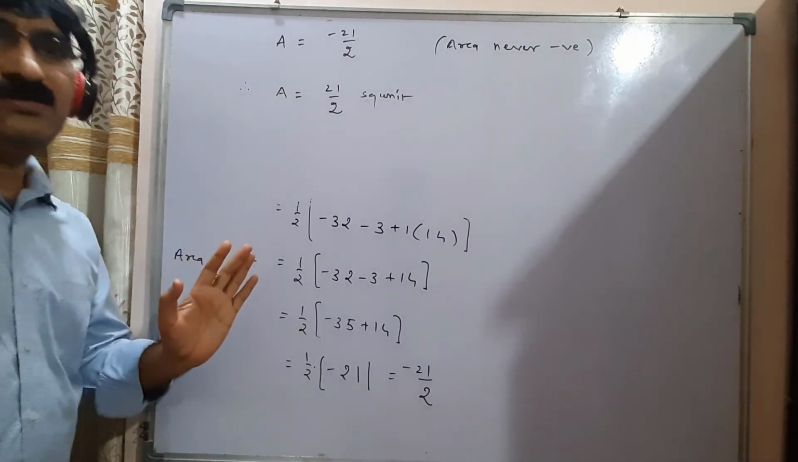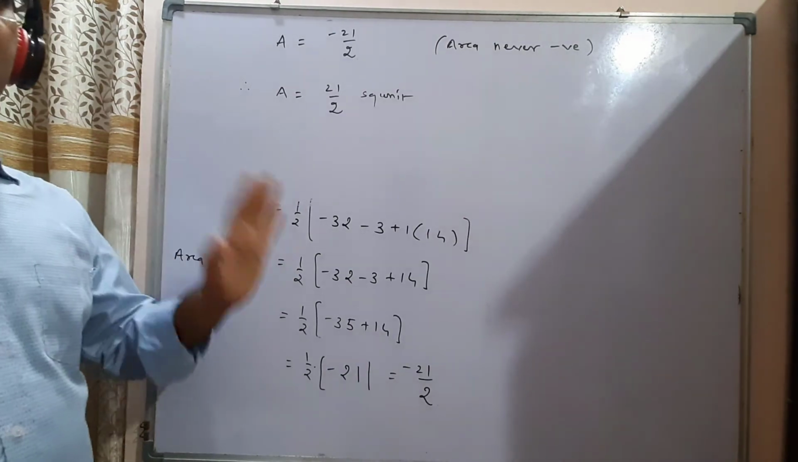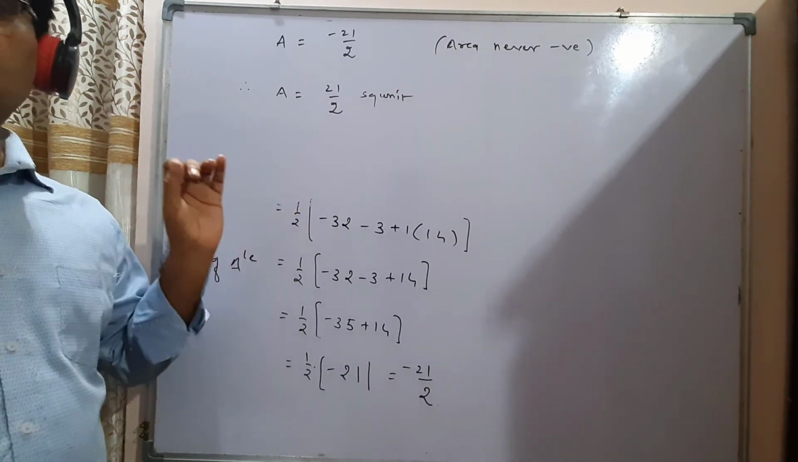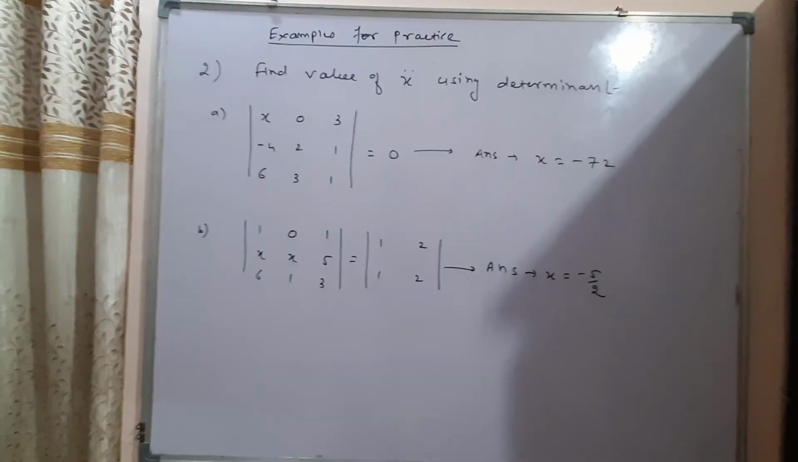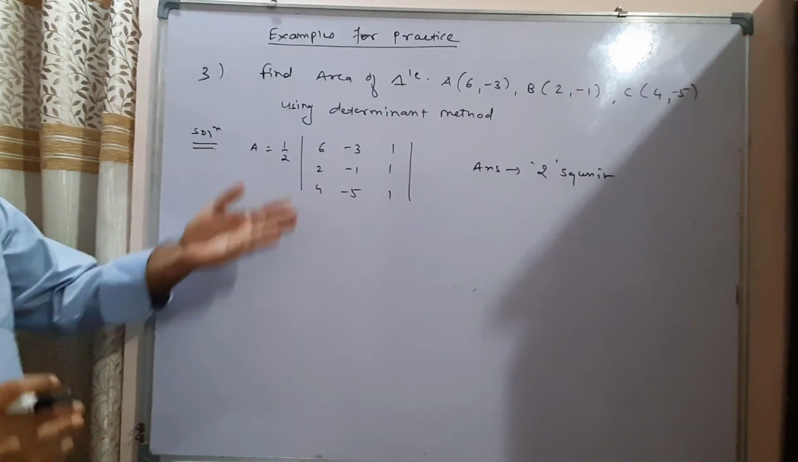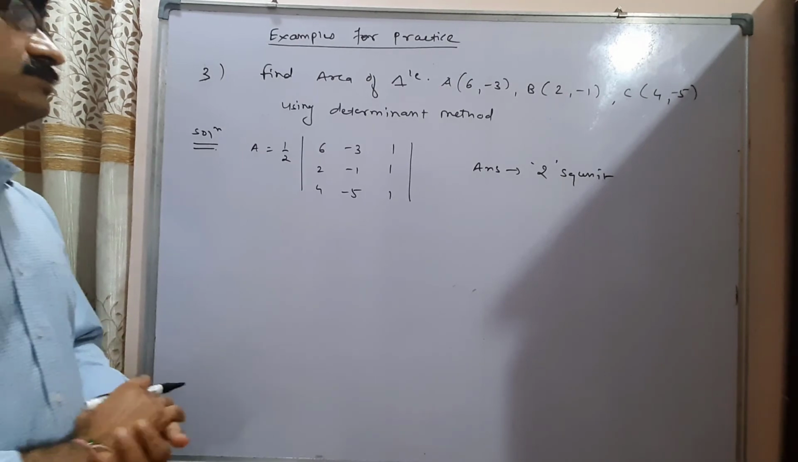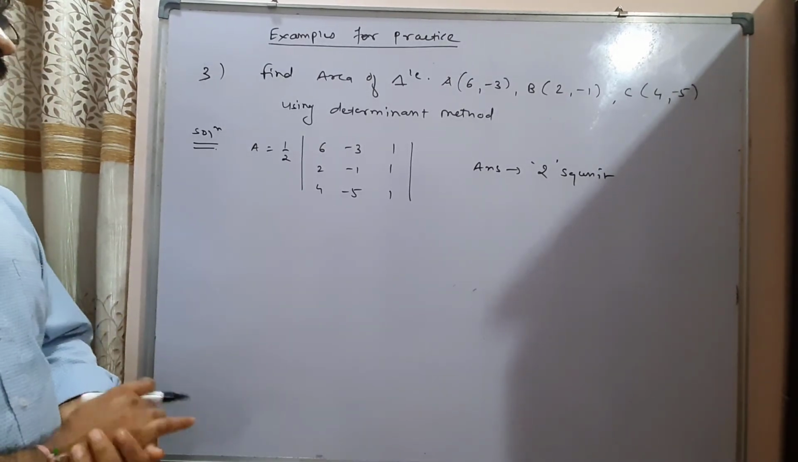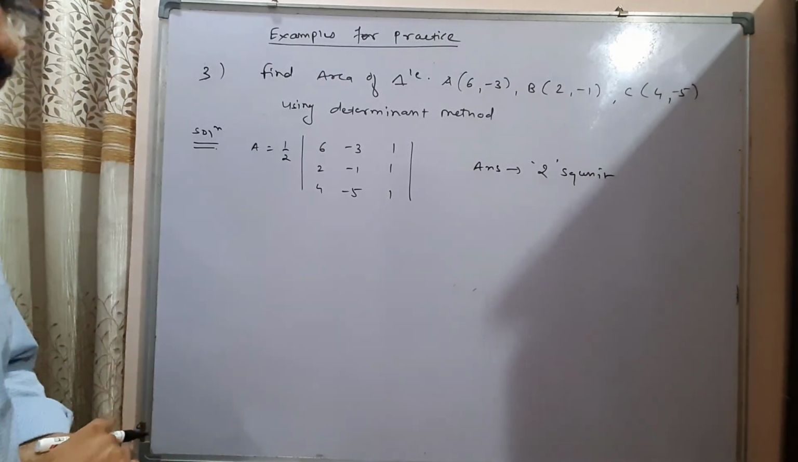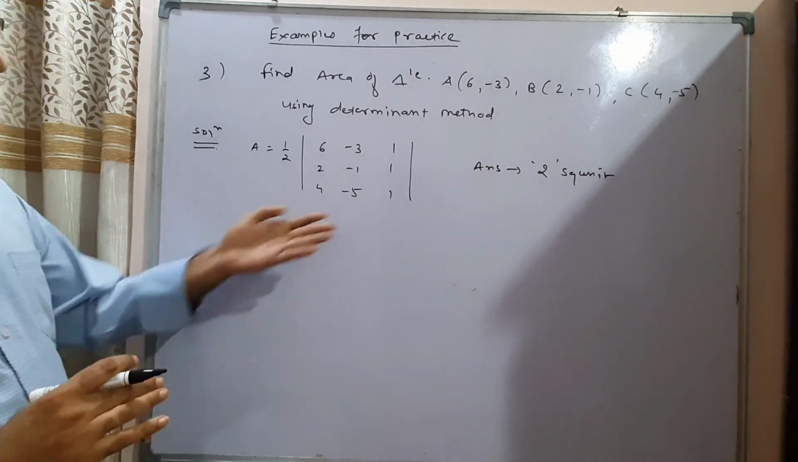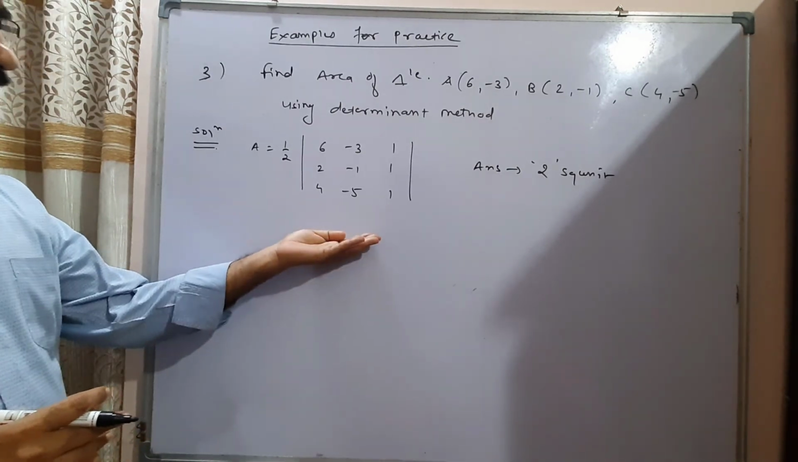So in such a way, we have to find out the area of a triangle which is lying in an XY plane. So this is one of the examples on area of a triangle using determinant method. Now here you have to calculate it. This is a homework problem for you.